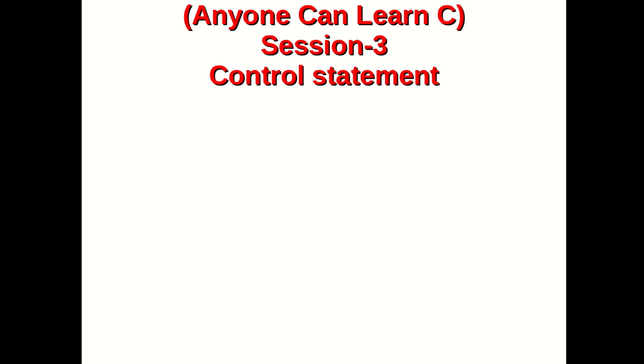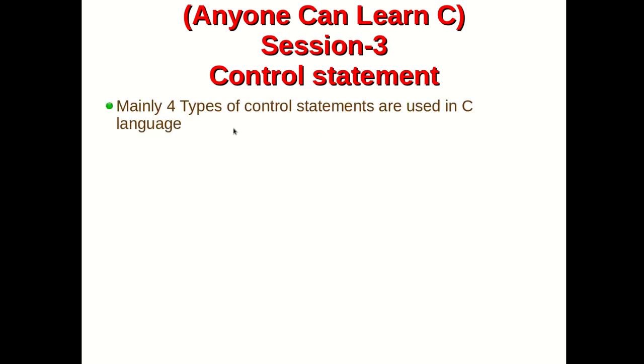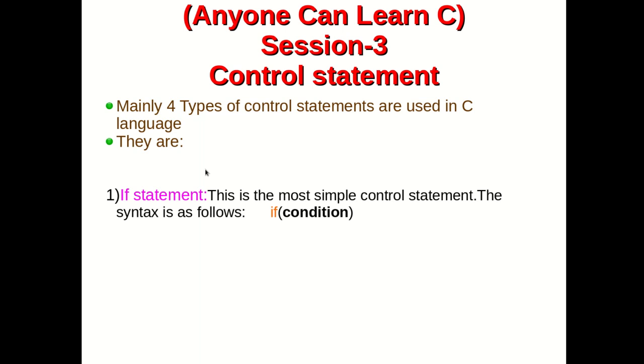Today our session is the control statement session, and we will discuss this. So let's start. Mainly four types of control statements are used in C language. They are: the if statement, and we are going to discuss the if statement first. This is the most simple control statement out of the four, and the syntax is as follows.